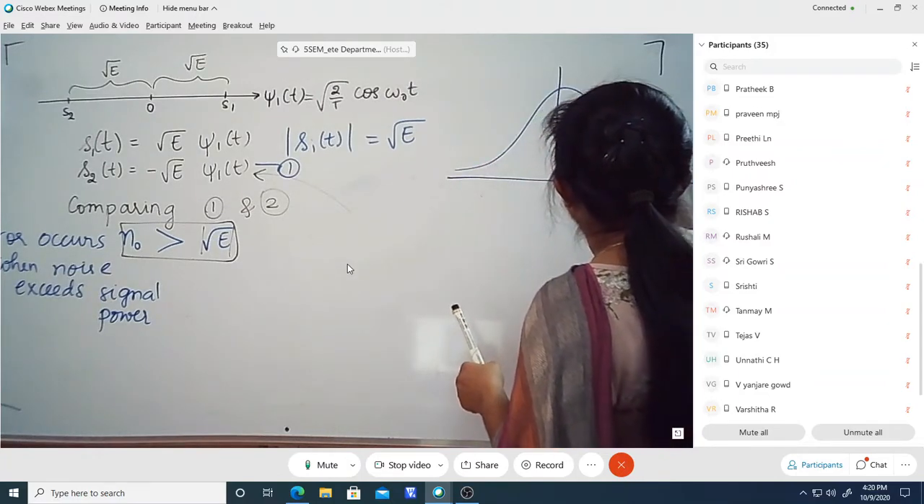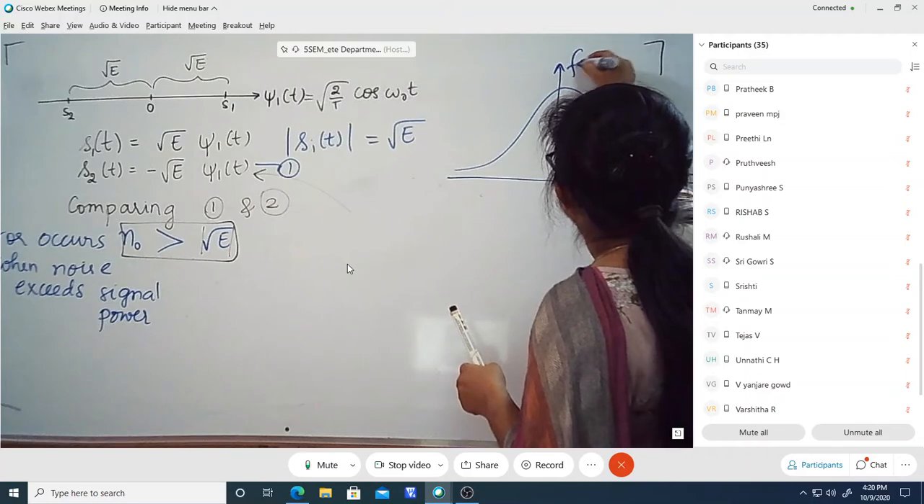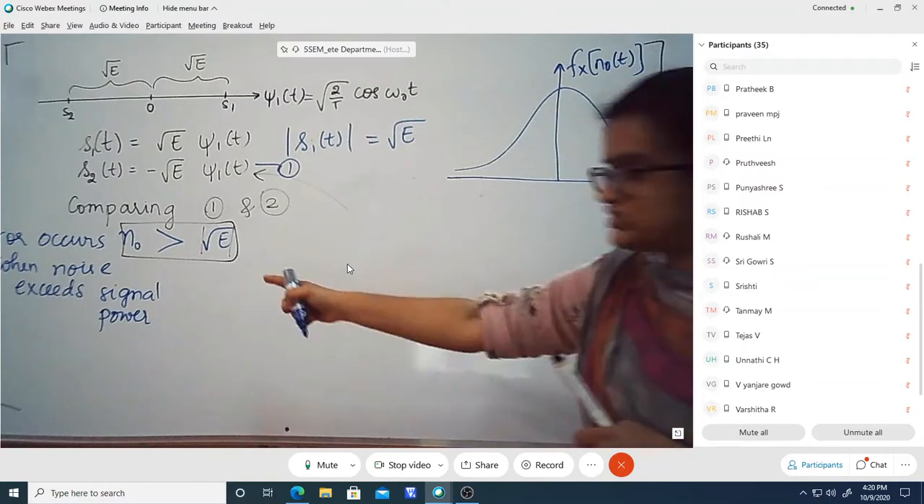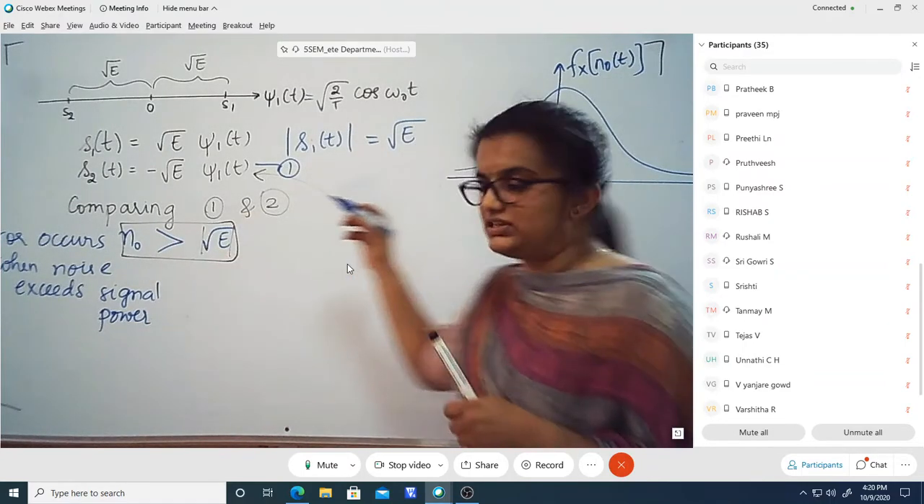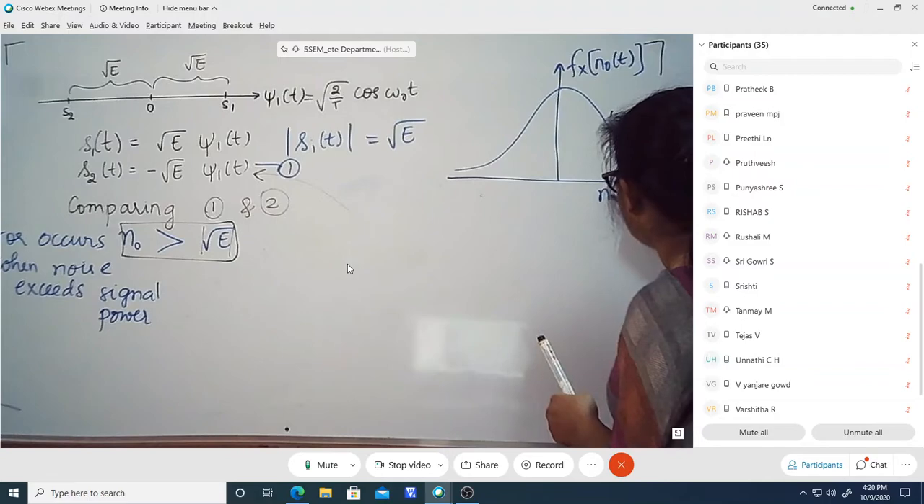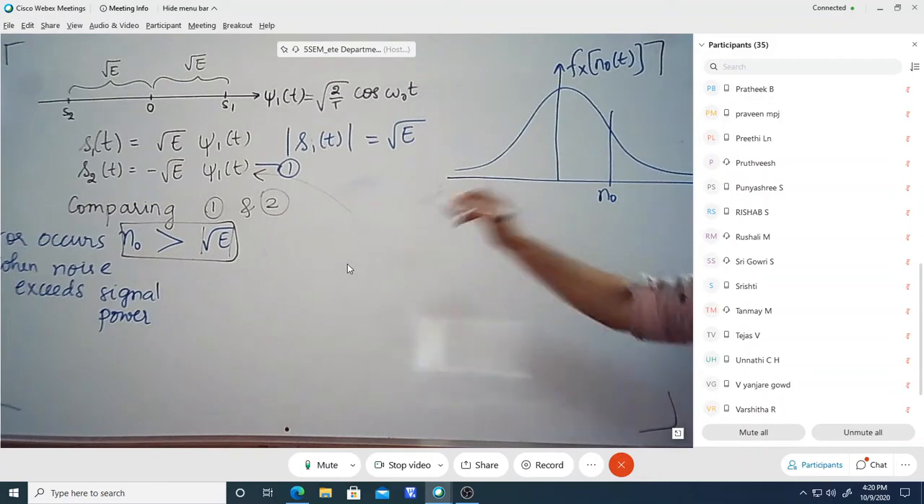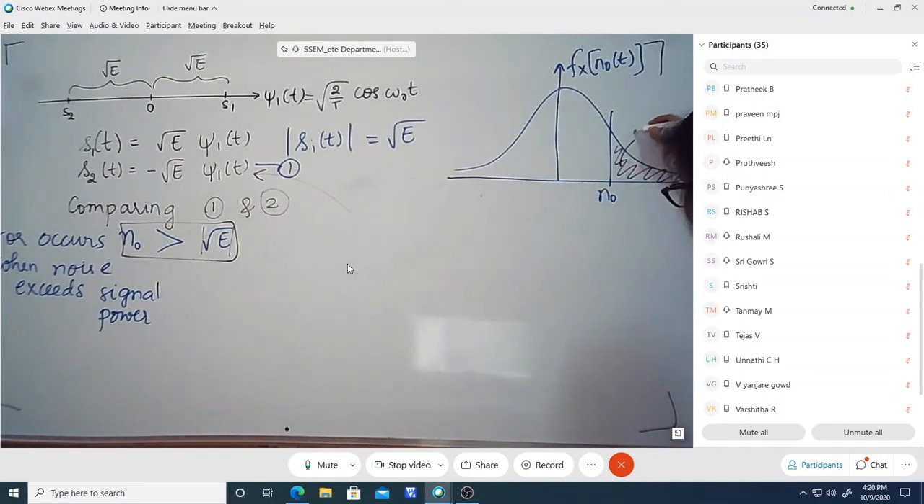So this is the Gaussian distribution curve of the noise, the effects n0 of t. So what is the error condition? n0 is greater than root E. That means there is some value n0, and the error will occur if the n0 value exceeds this. This is the error region, where the x-axis will contain all possible instantaneous values of n of t, the instantaneous amplitude of the noise.